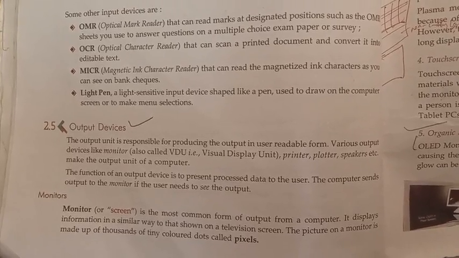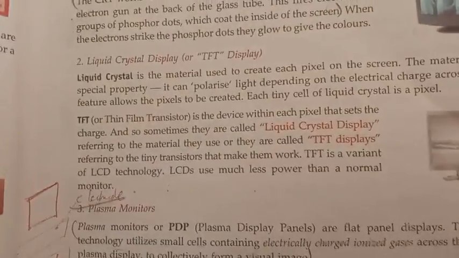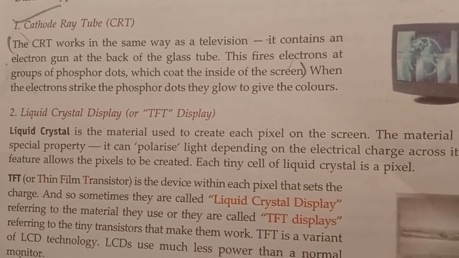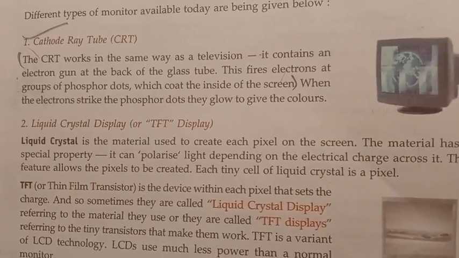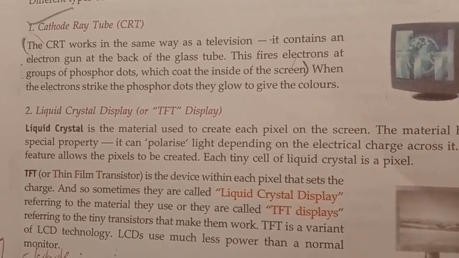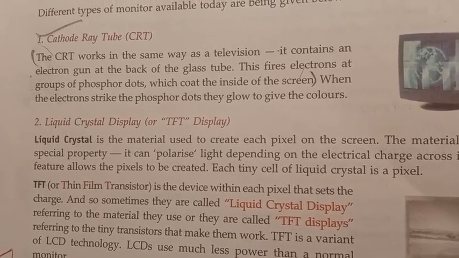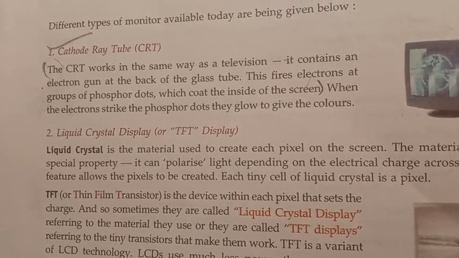There are different types of monitors available. The first one is called a CRT monitor. CRT means cathode ray tube. This type of monitor is normally not available nowadays. Nowadays we are using LCD and LED monitors only. CRT works the same as our television.